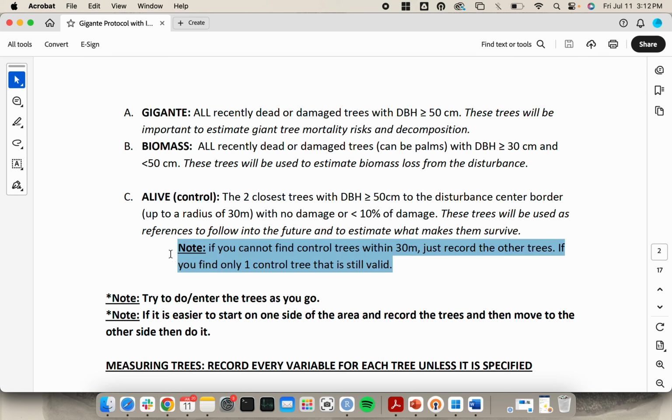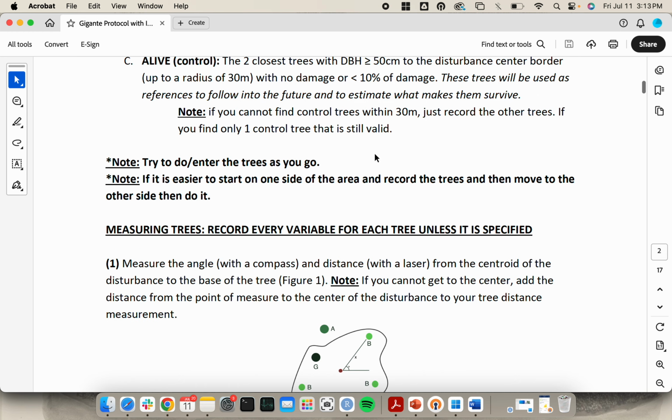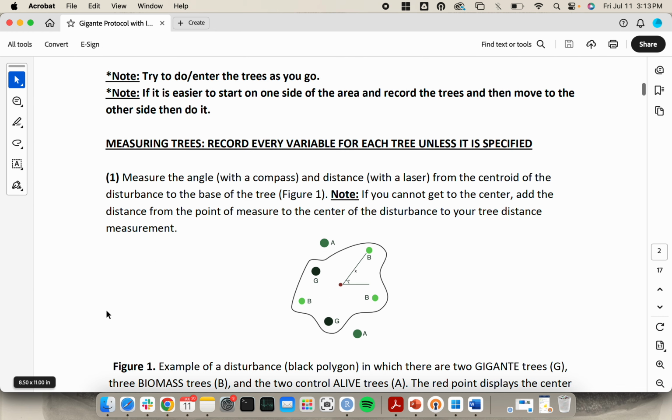If you cannot find two trees, it's okay to have only one. If you don't find any of them, that's also okay. But make sure you walk around the disturbance, so you make sure you cover the whole area. Also, as you remember, it's maybe easier to walk around with the iPad. As you're walking, you are already recording the data, so it doesn't take a long time to walk around and then do it again to measure the trees.